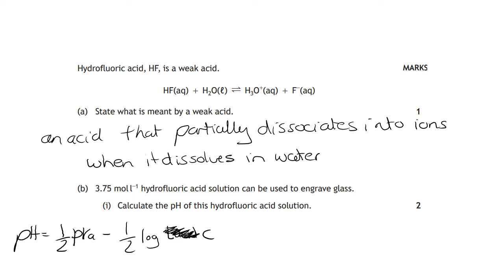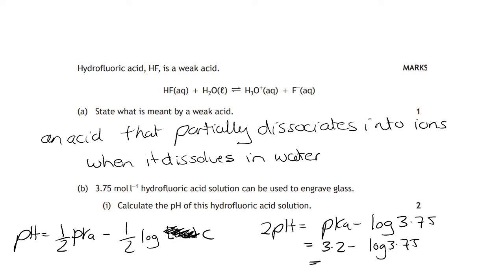So what I like to do is I don't like to deal with the halves, so I multiply both sides by 2. So I get 2pH equals pKa minus log of C, which in this case was 3.75, and my pKa for hydrofluoric acid from page 14 is 3.2. When I do that, 3.2 minus the log of 3.75, that equals 2.626 or 2.62. And it's 2.626, and that was 2pH, and I'm going to divide by 2, which gets me 1.3 as my pH.